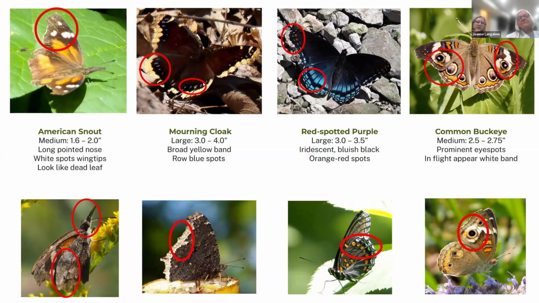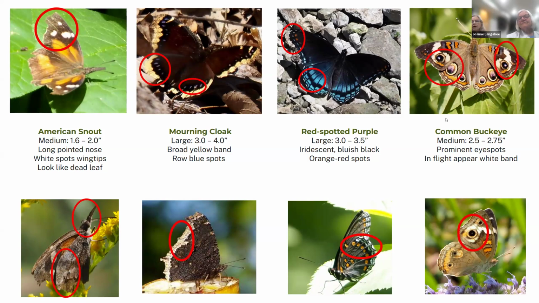Morning cloak, as you can see, both ventral and dorsal show you the cream colored edge, and if you get close enough, you might be able to see the row of blue spots. Red spotted purple, definitely no tail, and that beautiful bands of iridescent blue. And they do have orange red spots again, if you happen to get close enough to see those. And the ventral side has a much more prominent row of spots, red spots, orange, red spots.